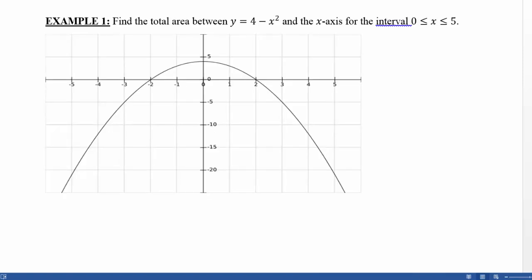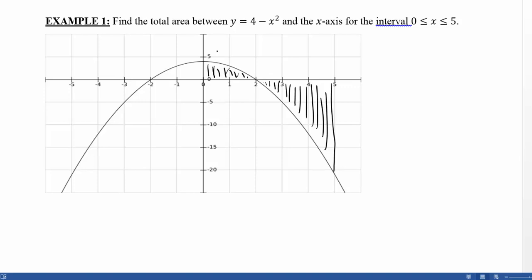Example 1. Find the total area between y equals 4 minus x squared and the x-axis for the interval 0 to 5. So here, we're looking for the area between the function and the x-axis from 0 to 5, which is this shaded area here. What I want you to notice is that nowhere in this problem does it talk about taking integrals or having a function that's a derivative. So this question is literally just about area. And that means that we need to find all the area in terms of area being positive.